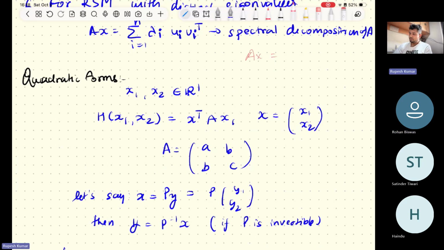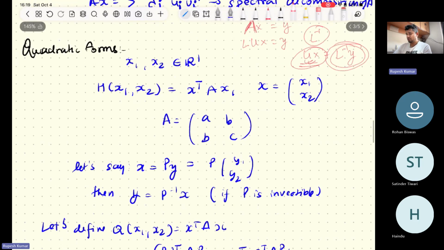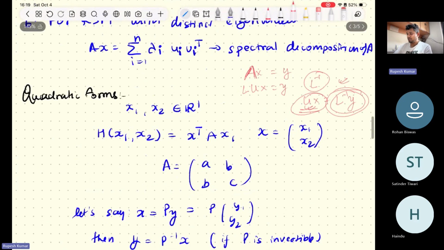If you are trying to solve this system of equations Ax equals y, you can write it as LUx equals y. And since it is very simple to invert a lower triangular matrix, you can always solve this as Ux equals L inverse y. And now this is simply back substitution. You will get an upper triangular matrix, and you simply do back substitutions, and you will get the solution in a numerically efficient way. Right, everyone? Do you remember this?